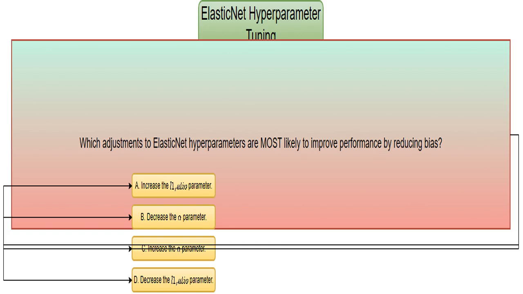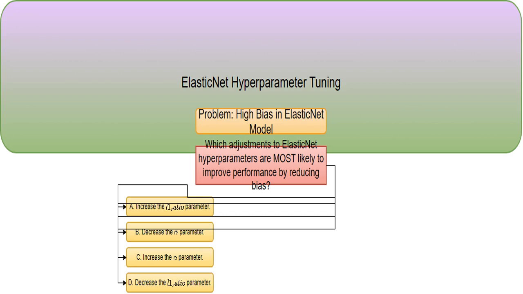This is the core of the quiz. I need to choose the best ways to tweak ElasticNet's settings, alpha and L1 ratio, to reduce the bias. I'll need to understand how these settings affect the model's complexity. The overall goal is to tune ElasticNet's hyperparameters, which are essentially the knobs I can turn to adjust the model. In this case, I'll focus on alpha and L1 ratio.